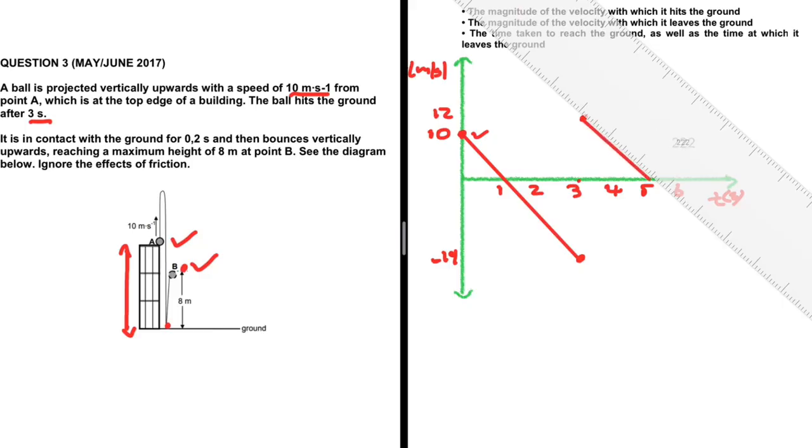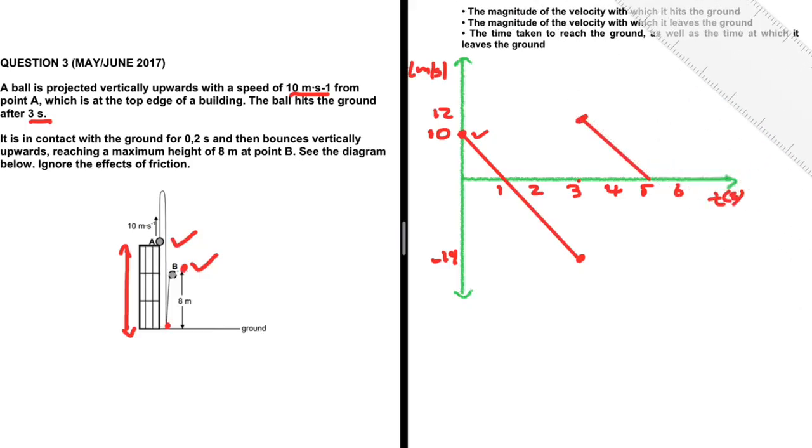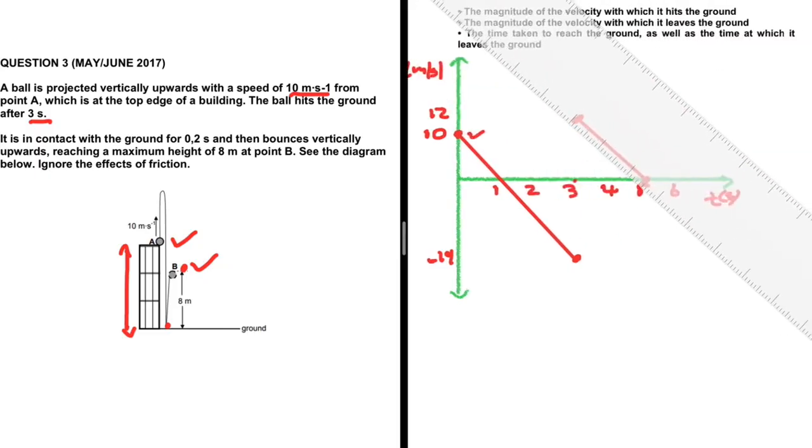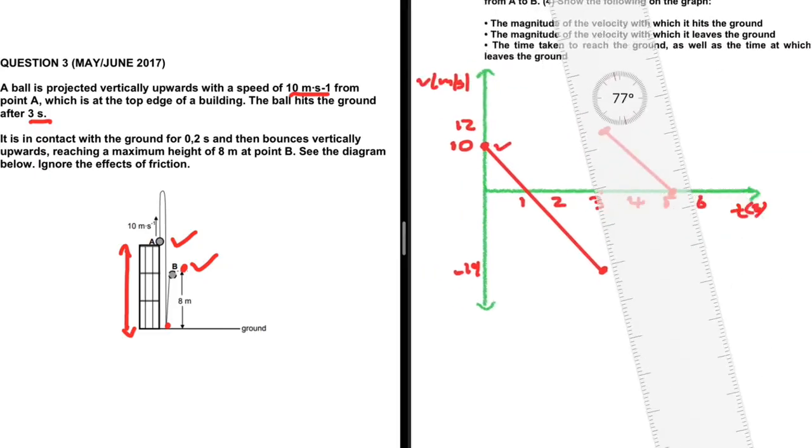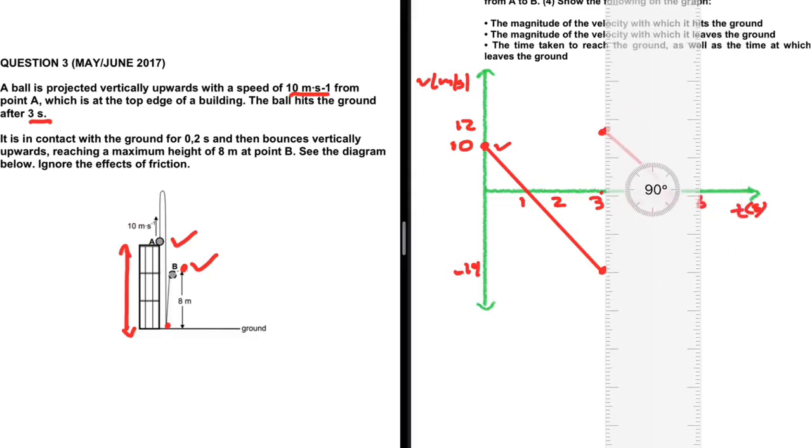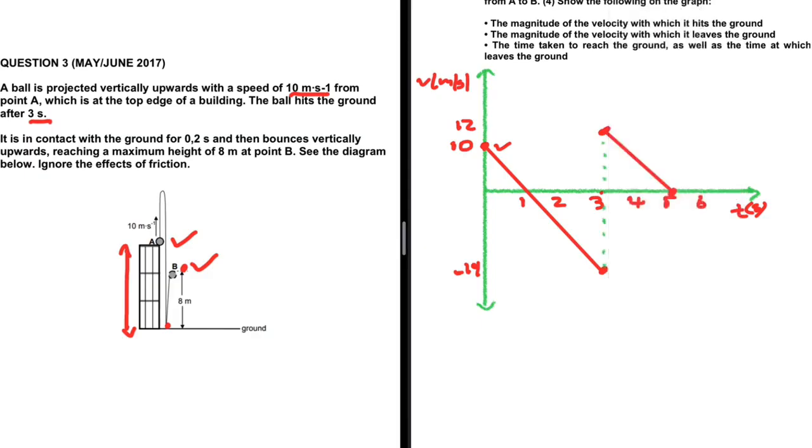Okay, there's no mark for that if we didn't calculate it. So yes, we're gonna have something like this, but as you can see, there's a gap here. What do we do in a situation like this? We have to join the 2 lines with a dotted line. So something like this. Right, there we go. This is our velocity time graph.